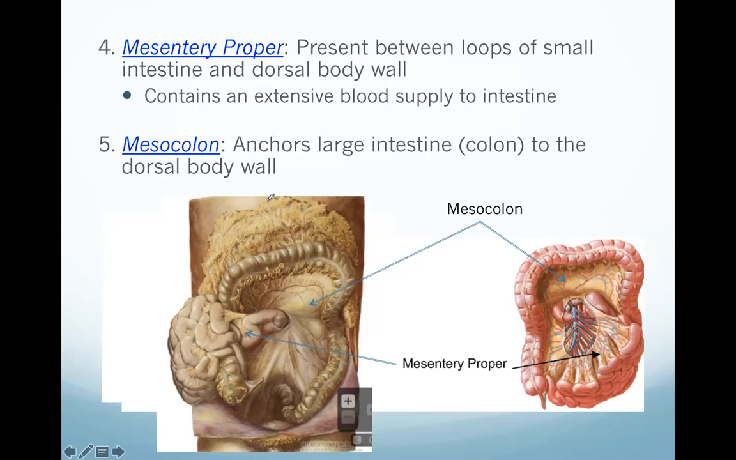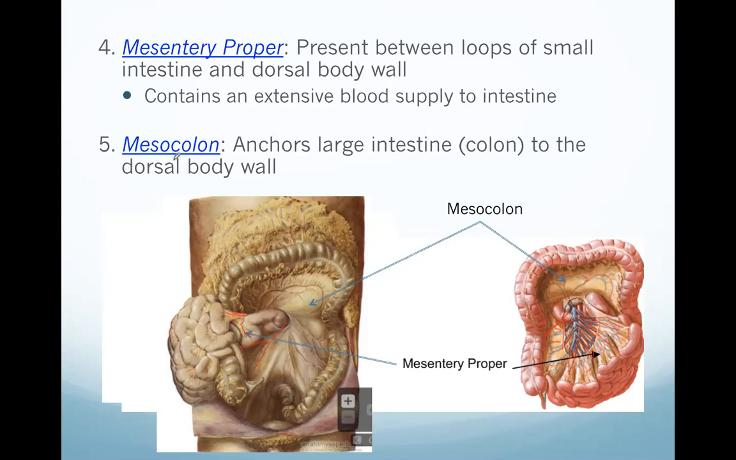So in these drawings, they're trying to show you the mesentery proper. So down here, this is all mesentery proper going out to the small intestine. And going out to the small intestine, you kind of see out here, this is the mesentery proper. Okay, so if you grab the intestines and tried to pull it out of the body cavity, you can't because this mesentery is going to attach it to the dorsal body wall.